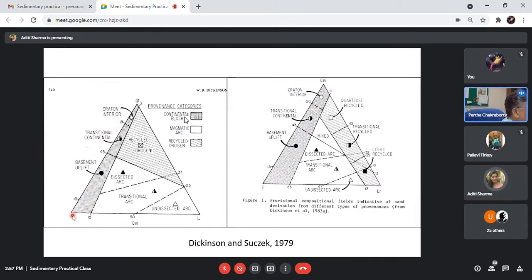So if you see from the feldspar, you are having 100% feldspar here and 0% feldspar will be at this line.